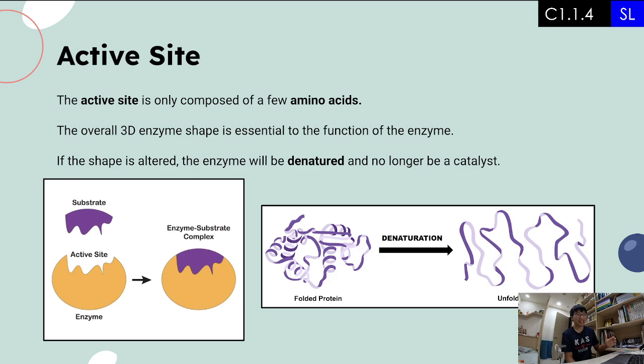So the active site is only composed of a few amino acids, but the function of the active site is it goes back and forth with the entire 3D structure of the globular protein. So the entire 3D shape is really essential for the enzyme to work. And if the shape of the entire enzyme is moved permanently, then the enzyme will be denatured. And denatured means that it's not folded anymore and it can no longer be a catalyst. And denaturation happens due to a lot of different factors, which we'll look at later. So yeah, the active site is really important, and it's where the substrate binds to the enzyme.